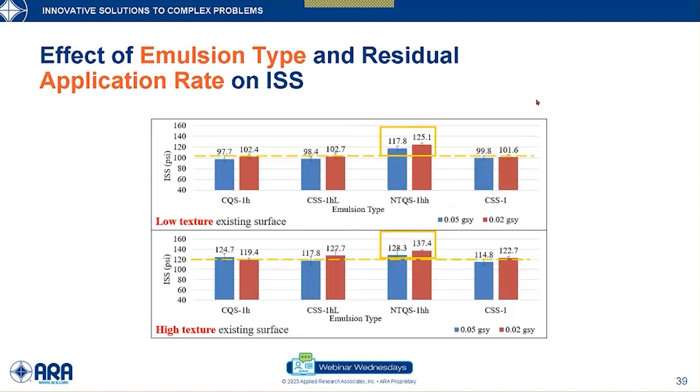Let's discuss the effect of emulsion type and residual application rate on interlayer shear strength with these two plots. In the top figure, all the existing surfaces were low texture, the fine mix, and in the bottom figure, all the samples were prepared with the high texture stone mastic asphalt mix. Let's talk about the effect of emulsion type. Of the four emulsions, the highest bond strength was given by the trackless one, NTQS. So a conclusion can be made that a stiffer base asphalt emulsion will give you higher bond strength. And for application rate, two rates were used, as I said, 0.05 gallon per square yard and 0.02 gallon per square yard. And you can see the difference between these two was within the variability. So we can say application rate doesn't have a significant effect on interlayer shear strength.